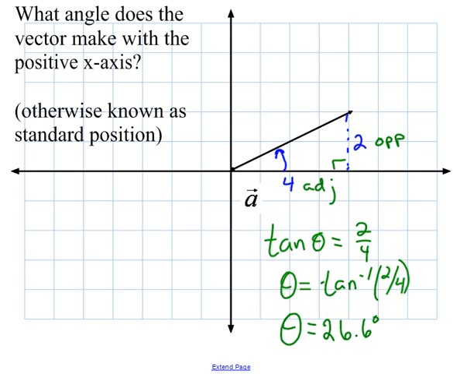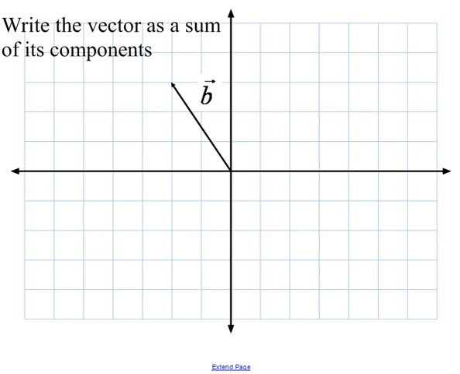So what angle does it make with the positive x-axis? This is the positive x-axis and the vector. That is 26.6 degrees. All right, write this vector as a sum of its components. So I got another example here. Now we have to be careful because I didn't go right, I went left, so I have to write negative 2i. And then I went up 3, so that's 3j. And so this vector, as a sum of its components, is going to be negative 2i plus 3j.